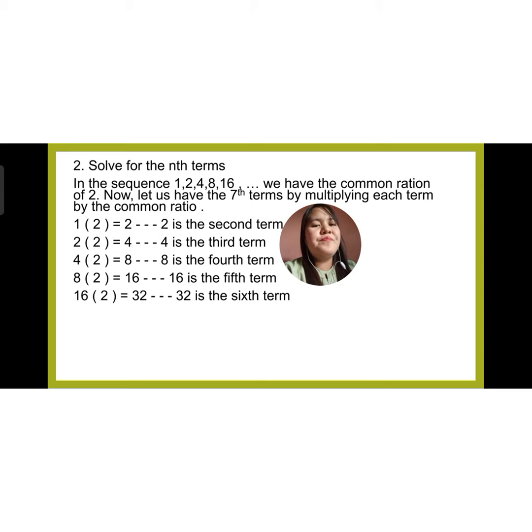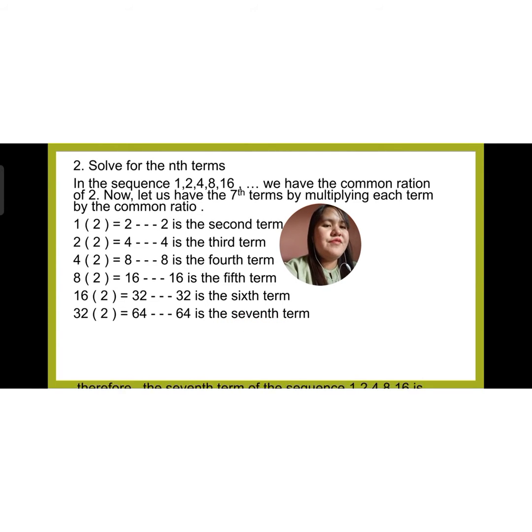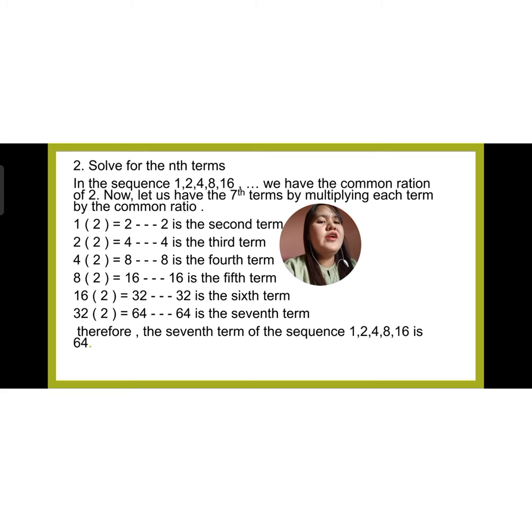Okay. So, we have yung ating 6th term na si 32 multiplied by 2, which is the common ratio, we got 64. Si 64 ngayon yung ating hinahanap na 7th term. So, therefore, the 7th term of the sequence 1, 2, 4, 8, 16 is 64. So, ganun kadali yung pagkuha ng term sa geometric sequence.